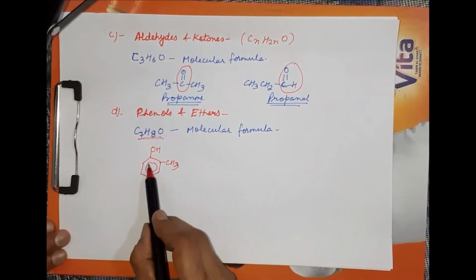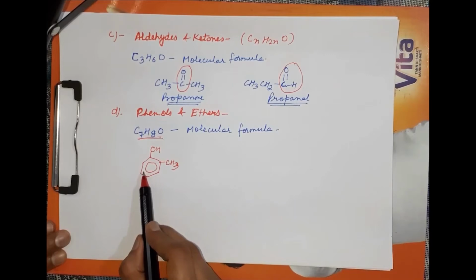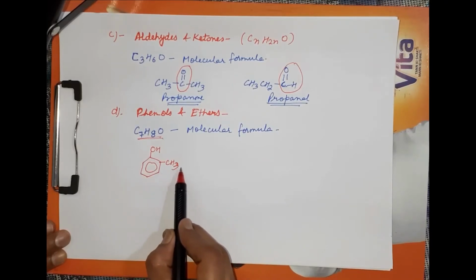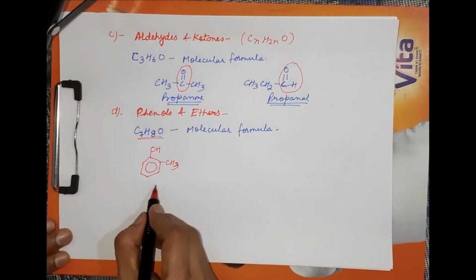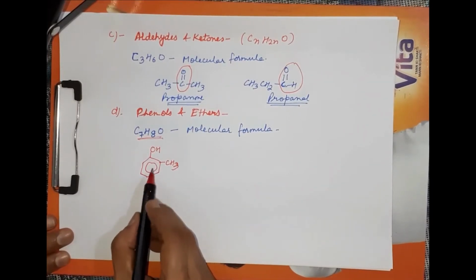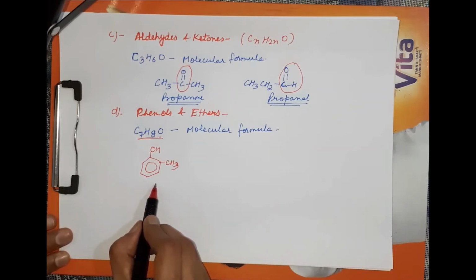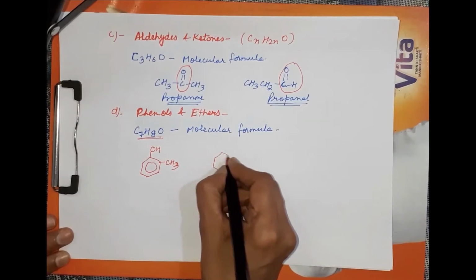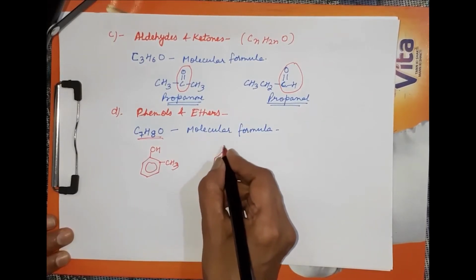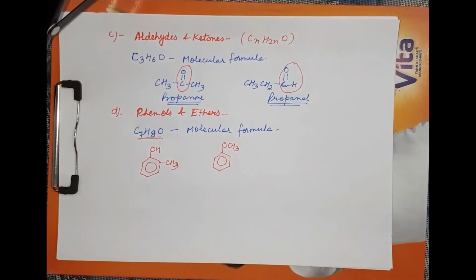So here we can see 7 carbon atoms are there, and how many hydrogen? 4, 5, 6, 7, 8. 8 hydrogen atoms and 1 oxygen. So this is in the form of a phenol. In this way we can write, and another way of writing this is like this, OCH3. So this is in the form of an ether.